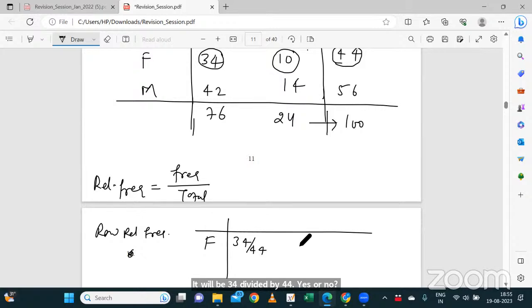Everyone is getting this, right? Relative frequency is something we did in week 2, and you can rewatch it. It's the frequency divided by total observations. Here I'm referring to the row relative frequency, so I will go with each row. In the first row, the frequency is 34, meaning how many times it occurs, and the row total is 44. So the row relative frequency for this observation will be 34 divided by 44.